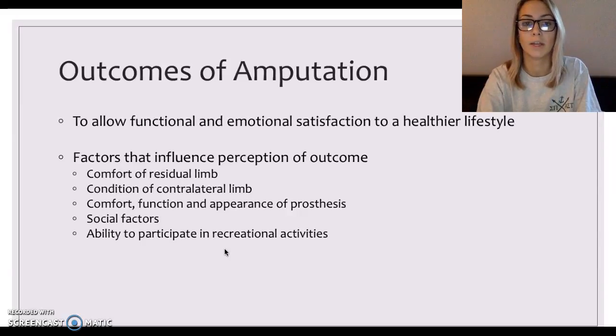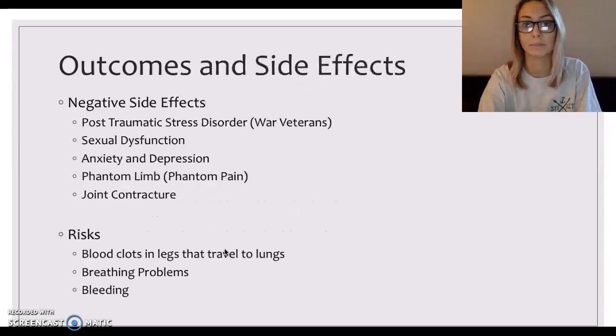And the factors that will influence this perception of outcome are comfort of the residual limb, or the remaining piece of the amputated leg, condition of the contralateral limb, or the opposite leg, comfort, function, and appearance of the prosthetic, social factors, and the ability to still participate in recreational activities.